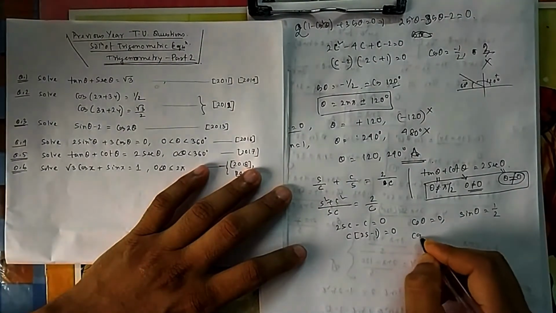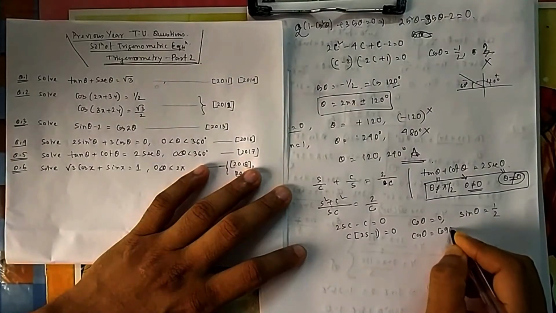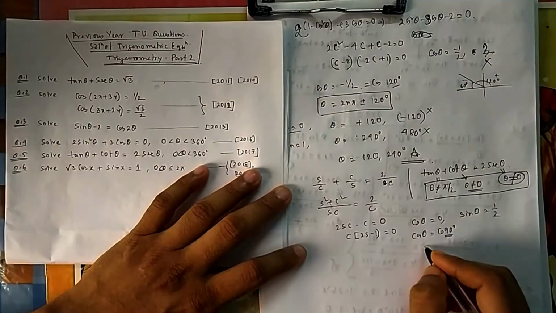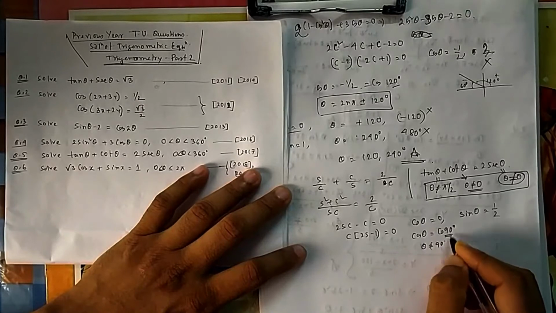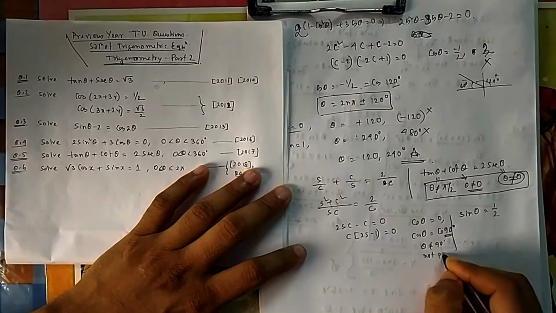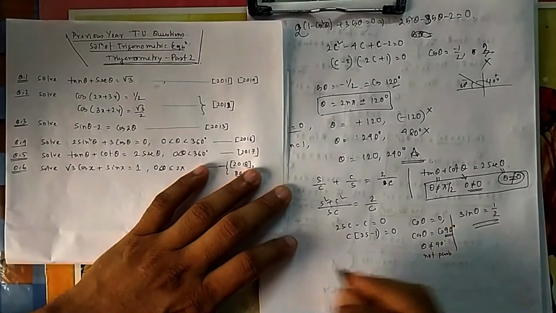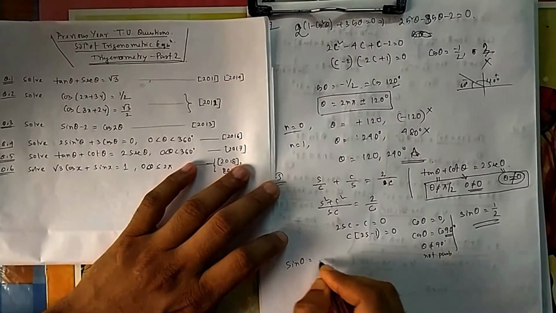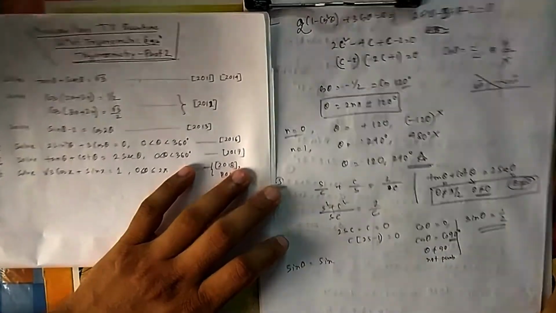Cos theta 0 means theta is equal to 90, but we cannot take this one, because theta cannot be 90 degree. So this is not possible. So we will take this one, sin theta equal to half. So we will work it here. Sin theta, how much is half? Sin 30 degree is half.